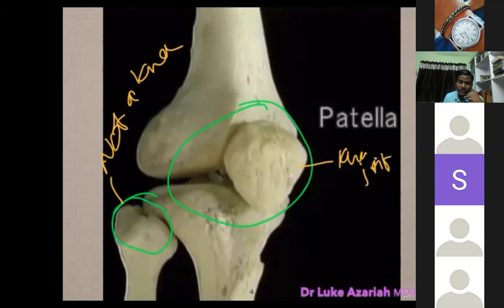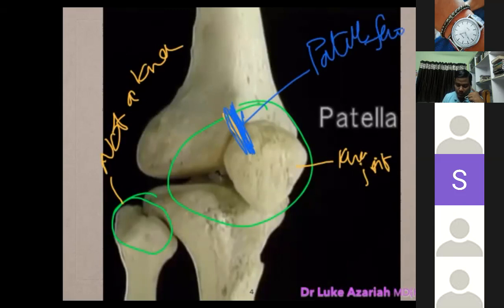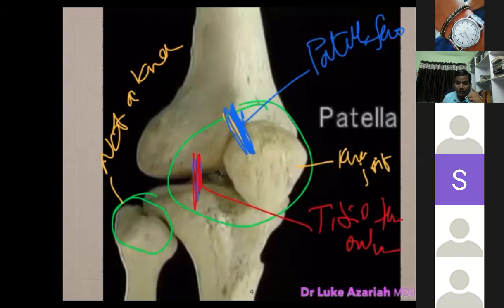Knee joint again has two components: patellofemoral joint, the joint between these two, patellofemoral component, and what is this? Tibiofemoral component.